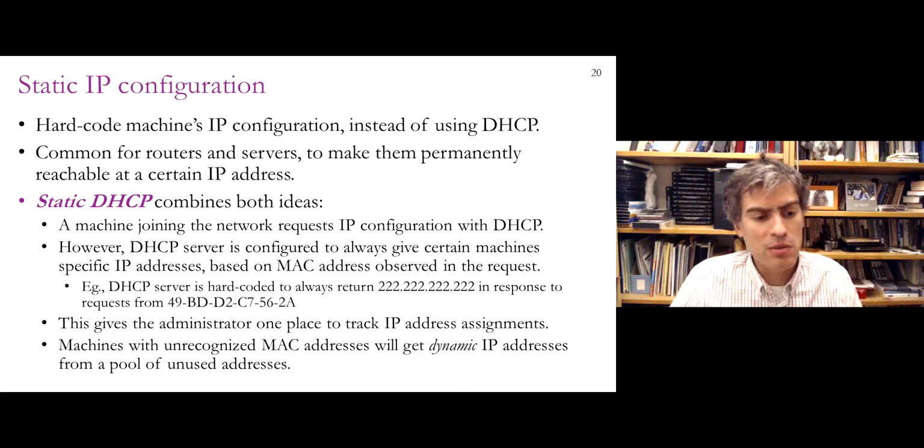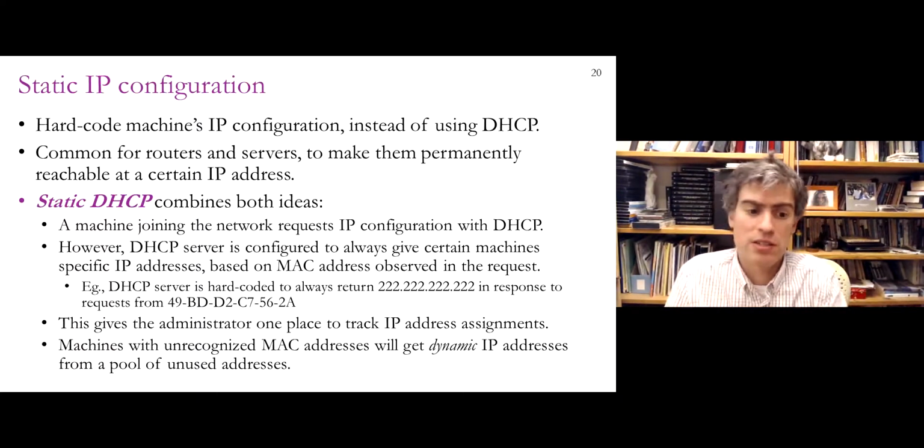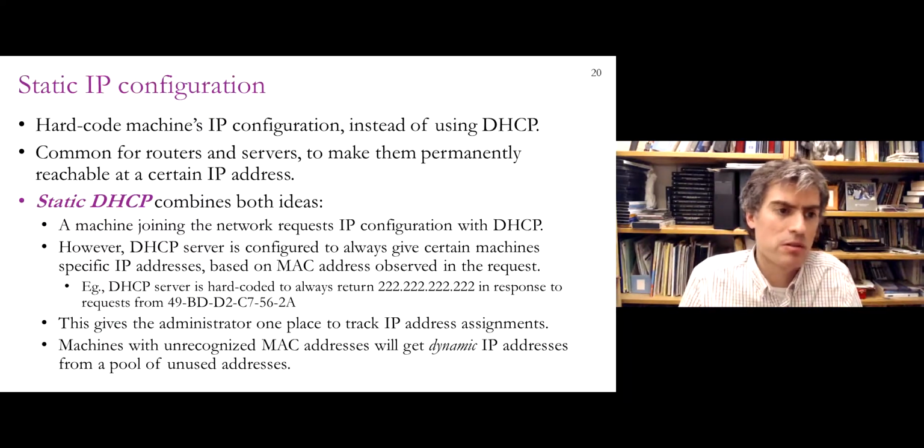Now, of course, you might have a machine join that has an unknown MAC address. In other words, it's not one that we have assigned an IP address to. In that case, what usually would happen is that a dynamic IP address from a pool of unused addresses would be assigned. So you can have a mixture of machines that are getting dynamic IP addresses and machines that are always getting the same IP addresses.